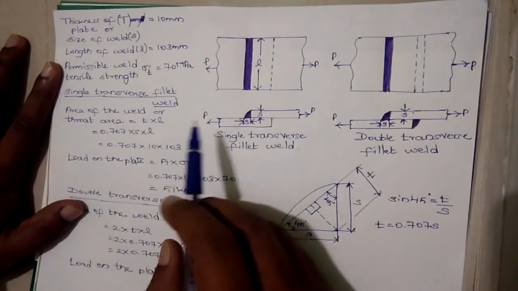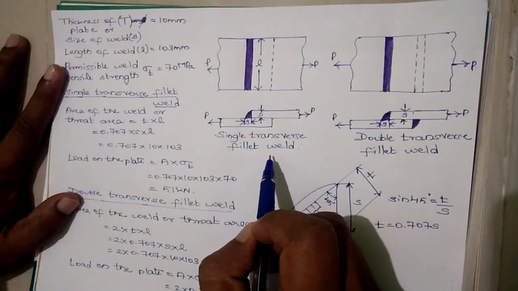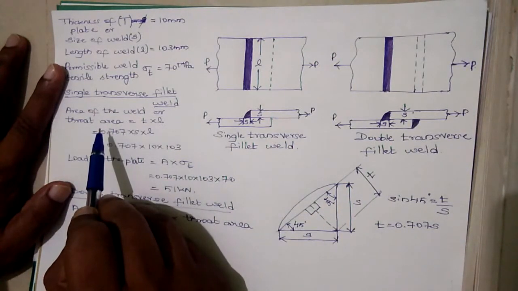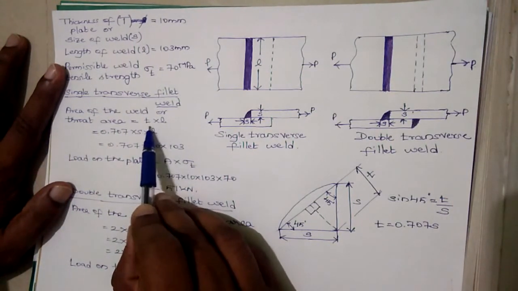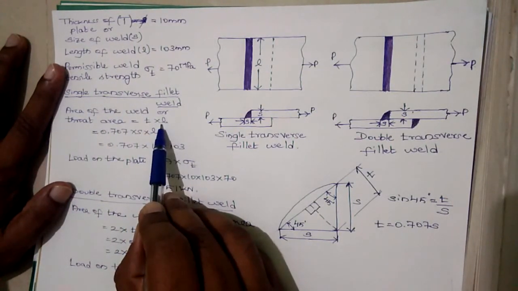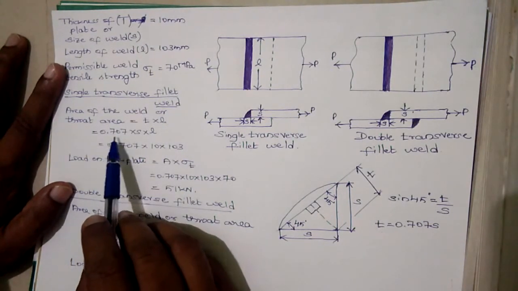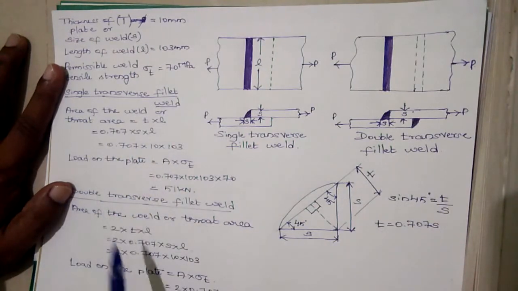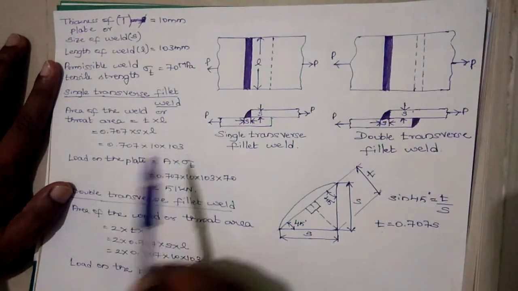We need to find the strength of the single transverse fillet weld. Here, the area of the weld or throat area is equal to throat thickness into length or width of the weld, which is equal to 0.707 times the leg or size of the weld S into length of the weld. On substituting the values, we will get the throat area of the weld.